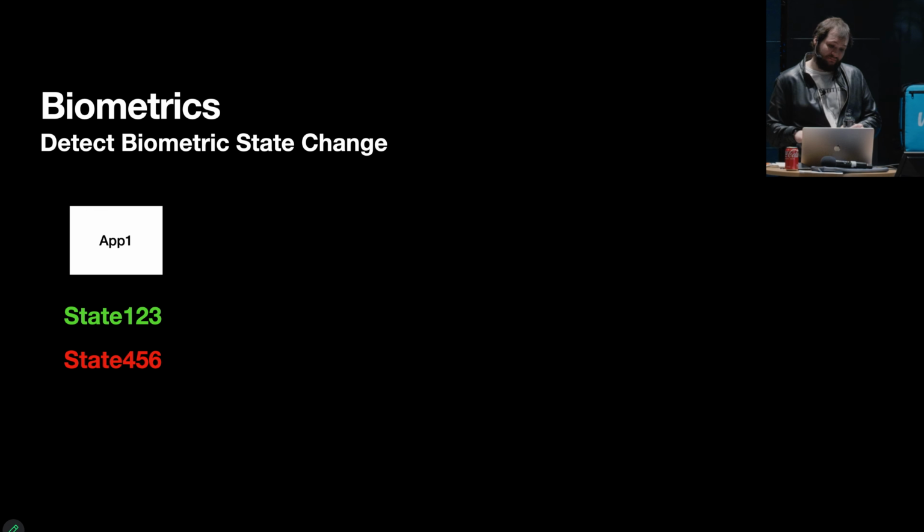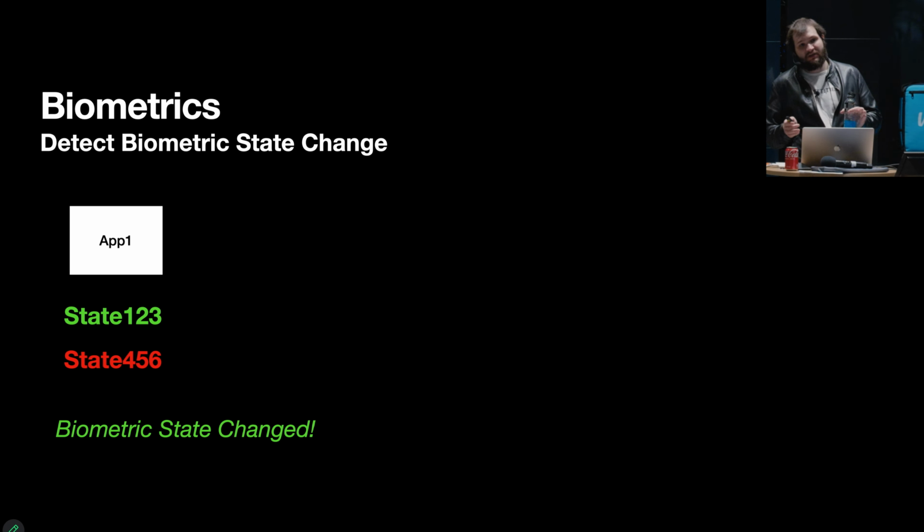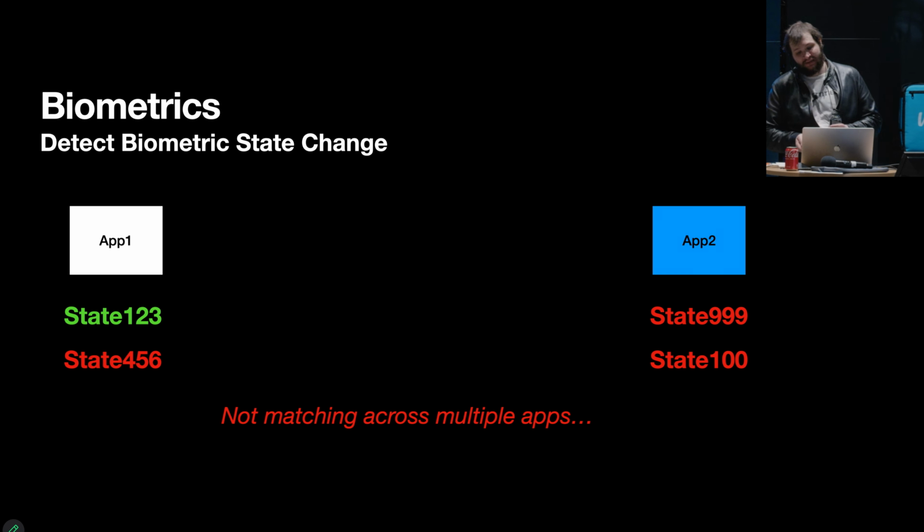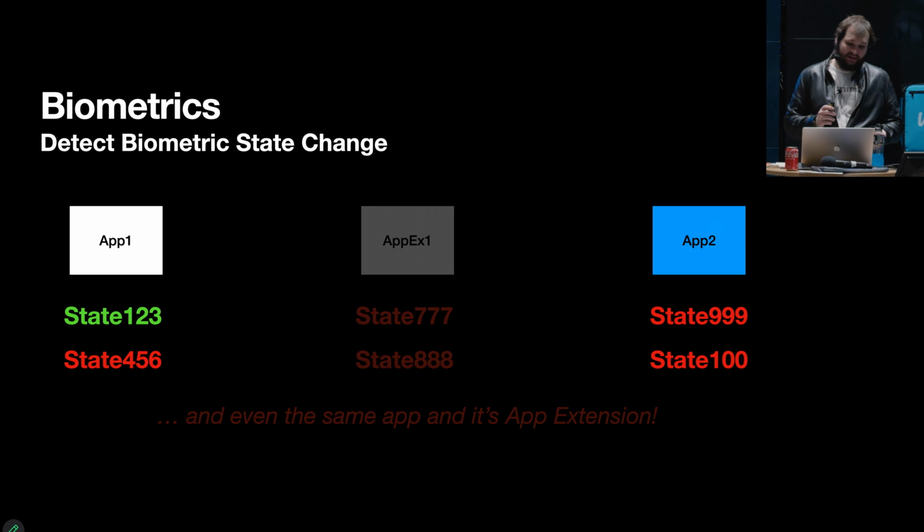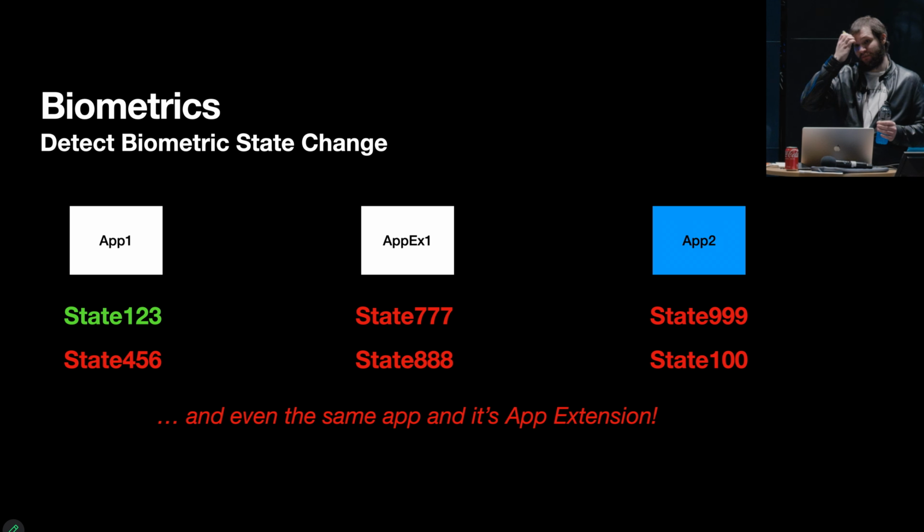Pretty easy, right? But the problem is, if you share the protected data across multiple apps, that wouldn't work. You are getting different keys in different apps. So you can track it within one app, but if you open one app and only have the data from another app, you won't be able to corroborate that. Another challenge, especially for password manager apps, is that it doesn't even match across the app extensions.